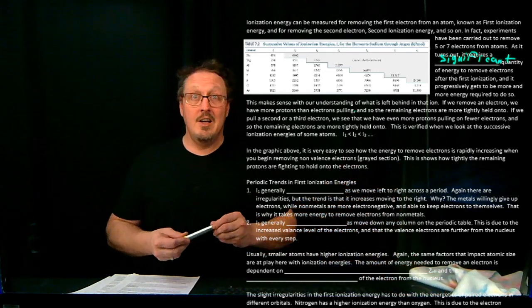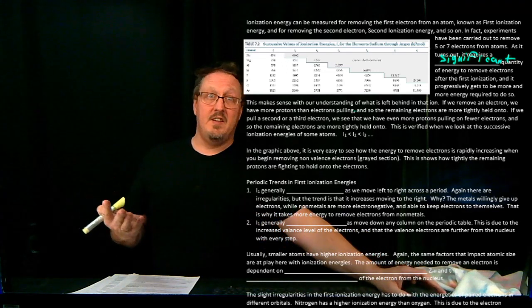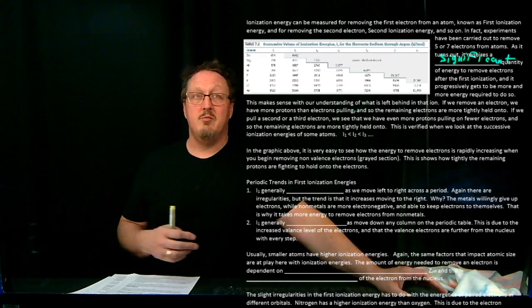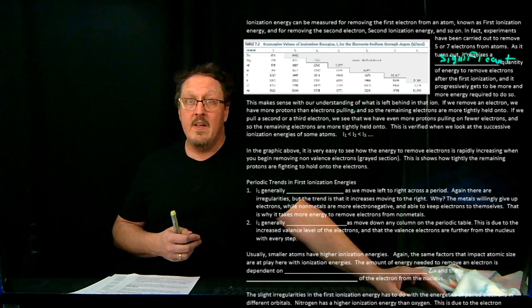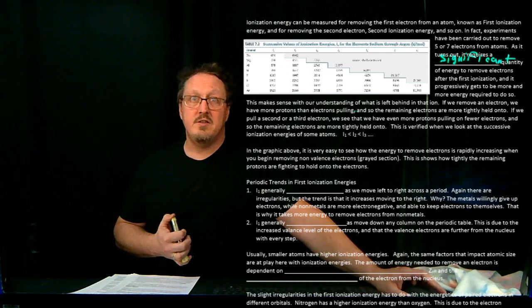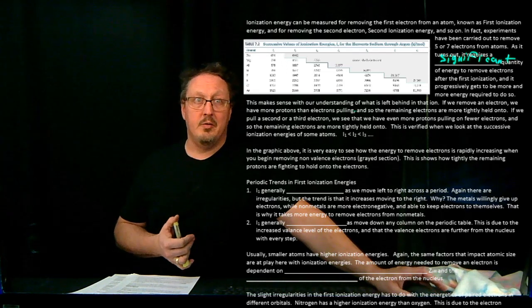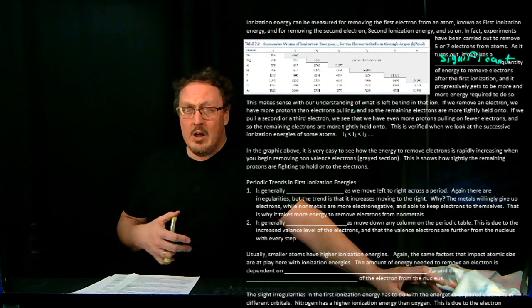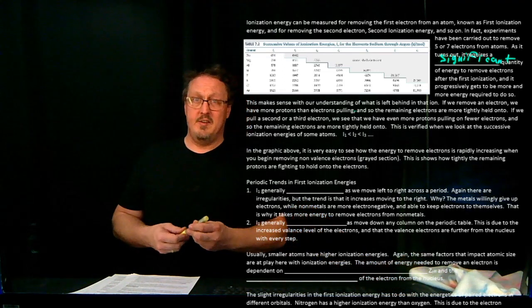So it's easy to see how the energy to remove electrons rapidly increases when you begin removing nonvalence electrons, and that's the grade section. We already talked about that, so we're good. Now, what are the trends in the periodic table with first ionization energies?